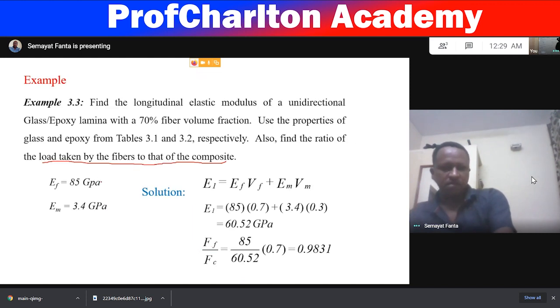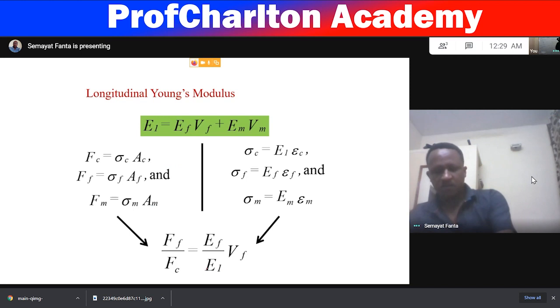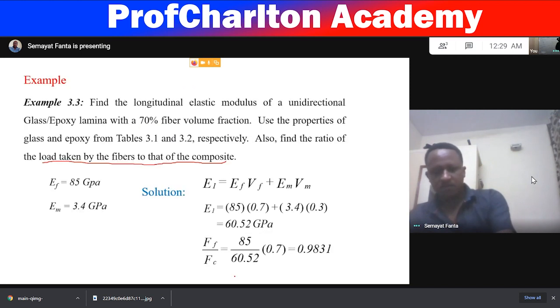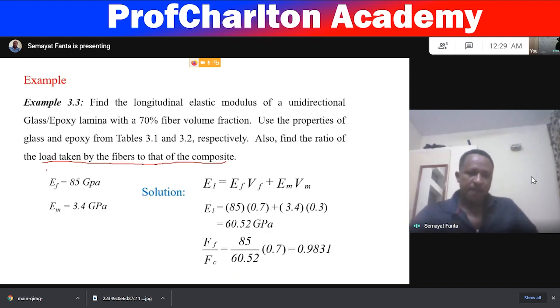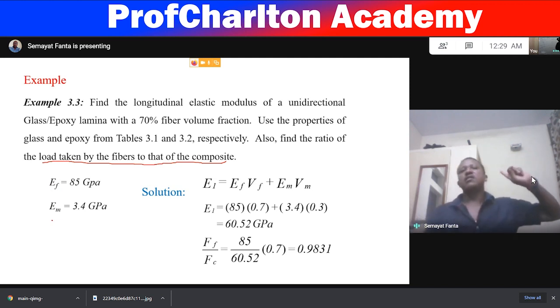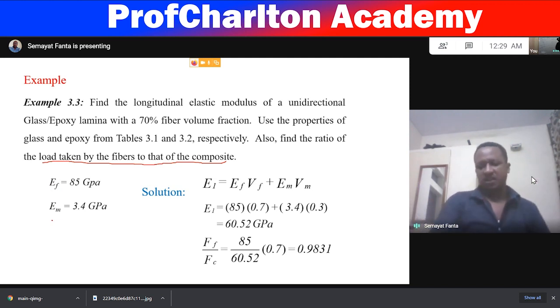Yeah, this load. So given we can take this directly from table 3.1 and 3.2, which I provided at the very beginning.